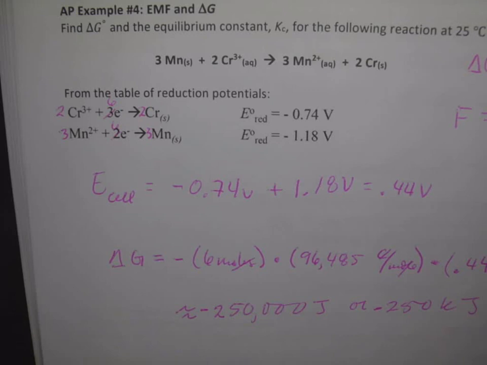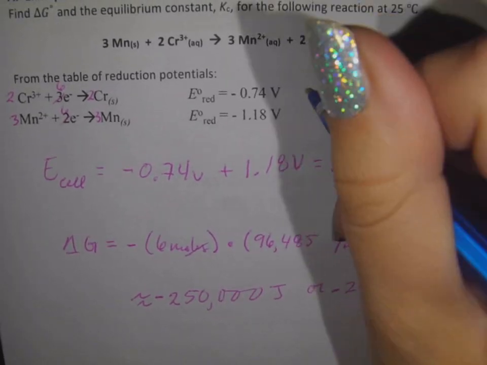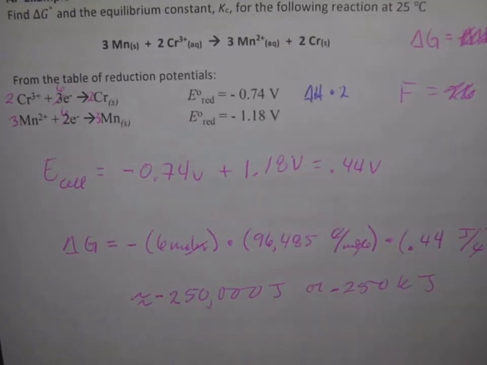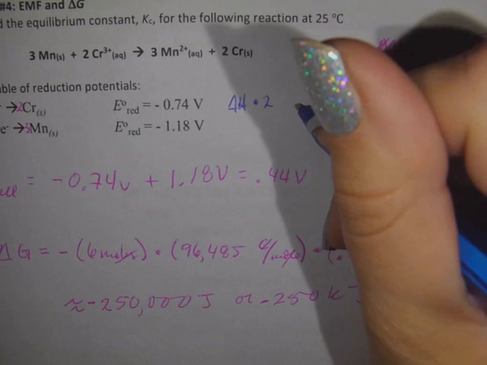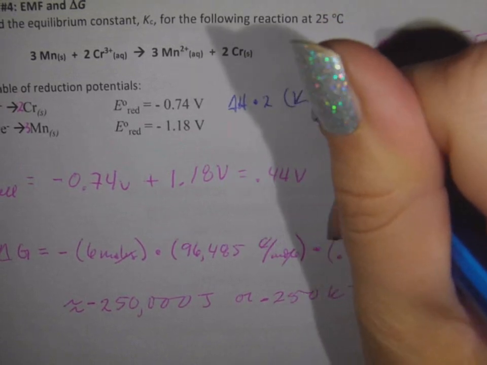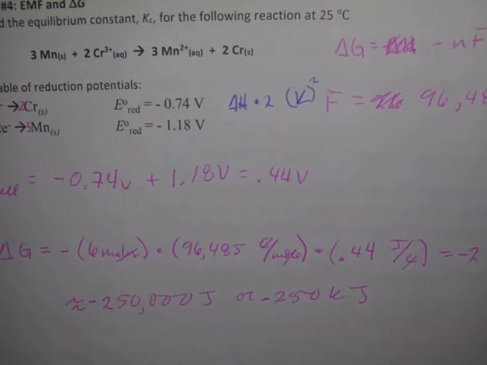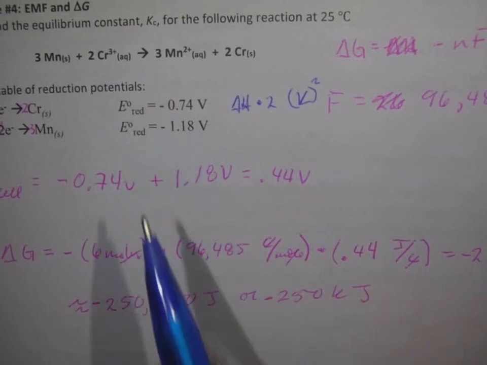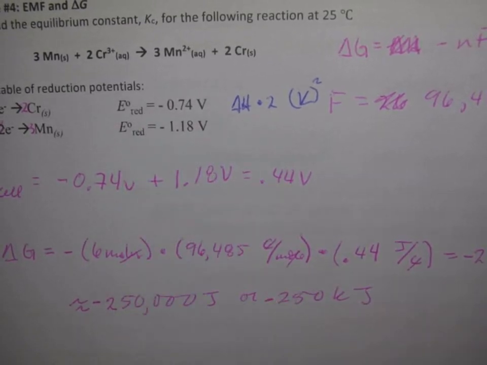What I want to remind you guys, though, is if it was a delta H, we would multiply it, okay? And if it was a K value, we would raise it to that amount. All right? So if it's an E, you don't do anything, surprisingly.